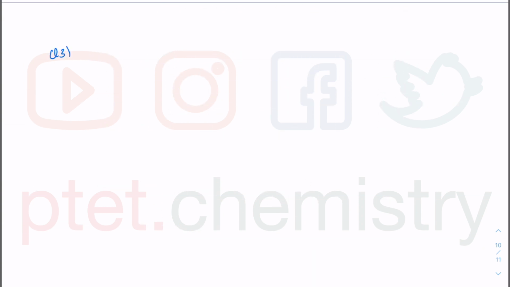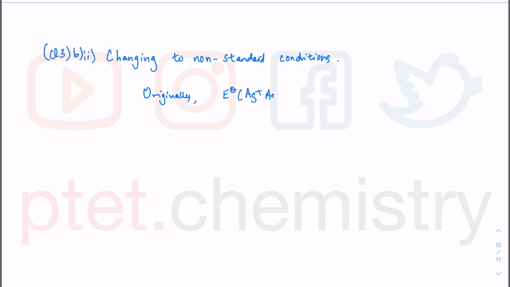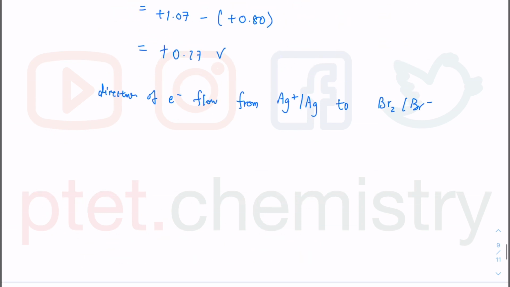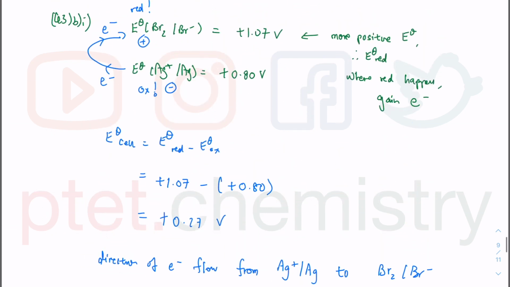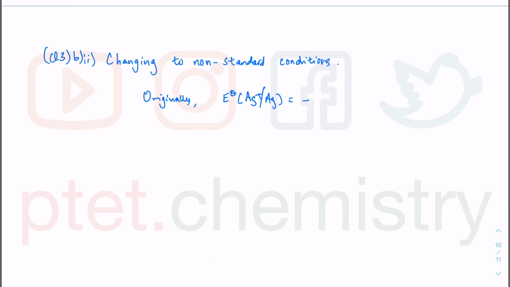Now question 3b part 2. This is about changing to non-standard conditions. So far, everything you've done straight from the data booklet uses standard electrode potentials, meaning all of them are under standard conditions. Originally, your E0 silver plus silver, which I have written above, was plus 0.80 volt straight from your data booklet. So plus 0.80 volt is at 1.00 mole per dm cube.